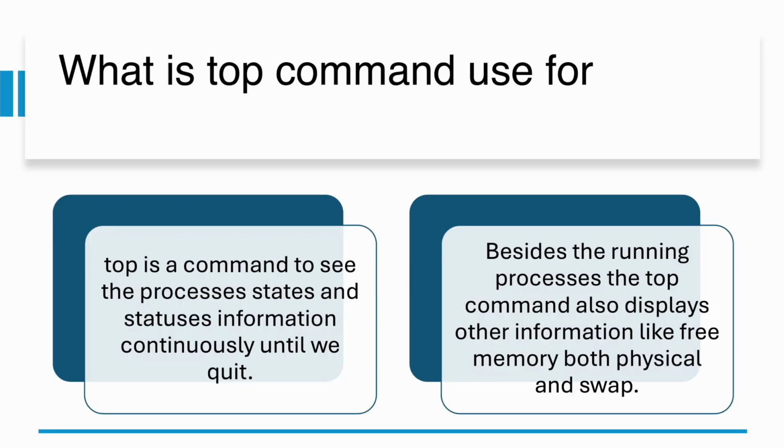Next is what is the top command used for. Top is the command to see the process state and status information continuously until we quit. The command is q for quit. Besides the running processes, the top command also displays other information like free memory, both physical and swap.